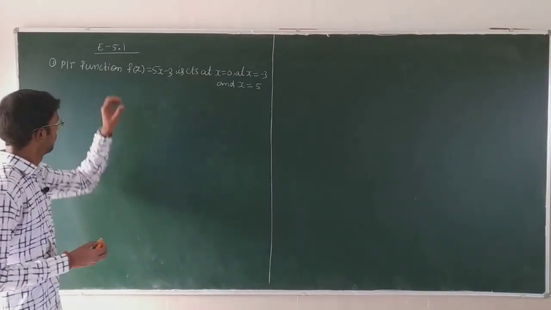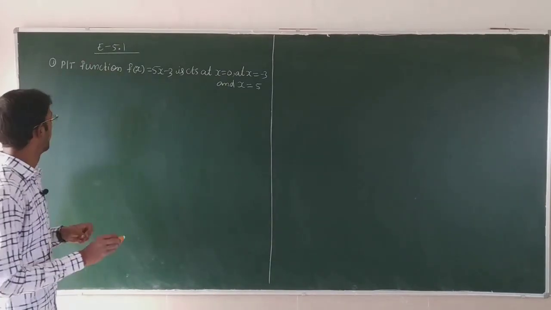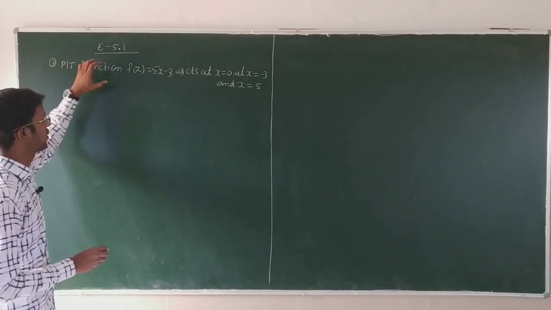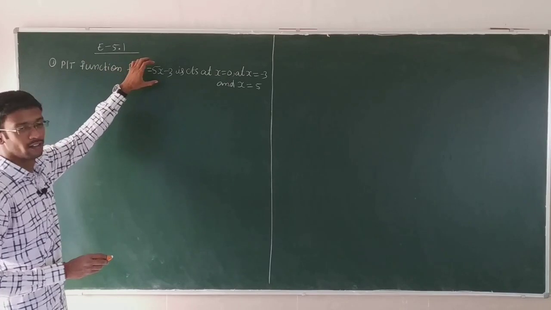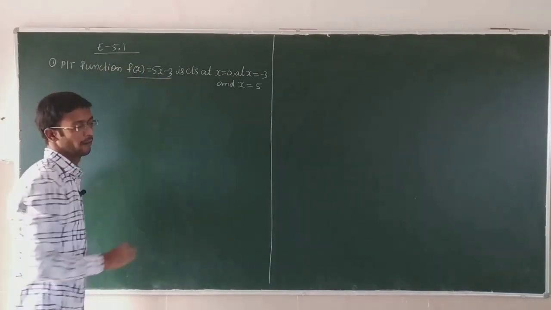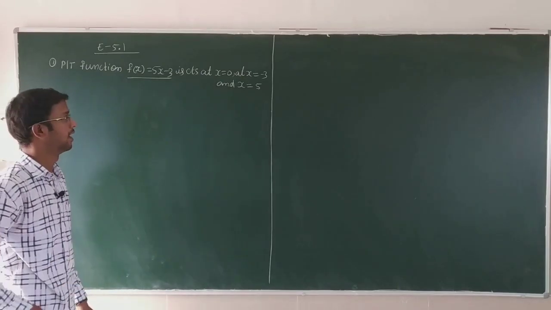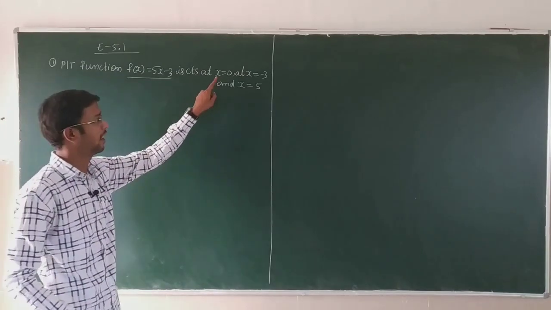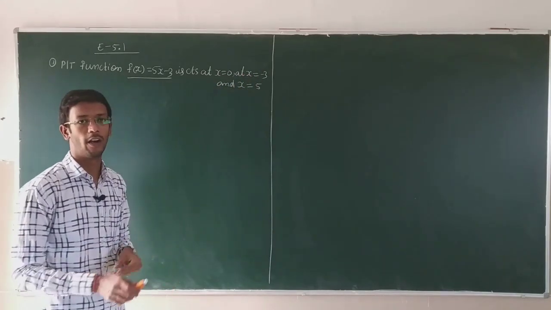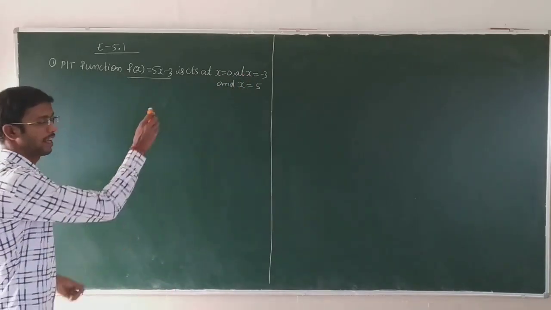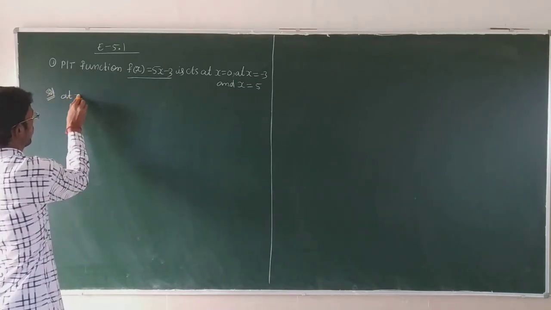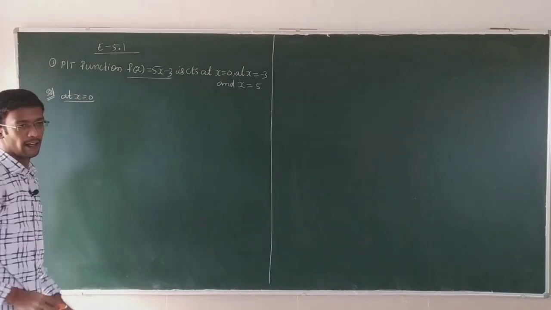Next, exercise problem number 5.1. First problem: prove that the function f of x equal to 5x minus 3 is continuous at x equal to 0, x equal to minus 3 and x equal to 5. Those are the 3 points we have to check. First, at x equal to 0.